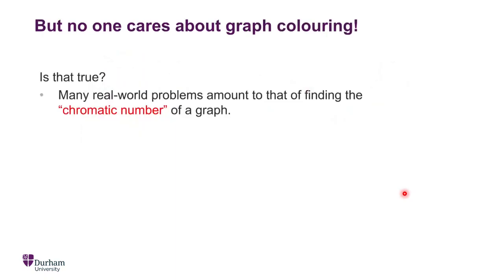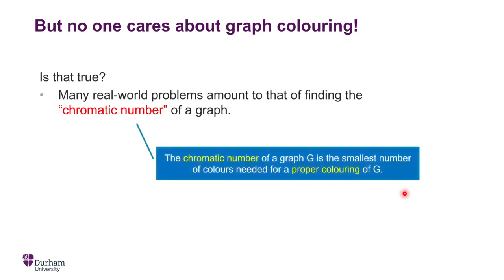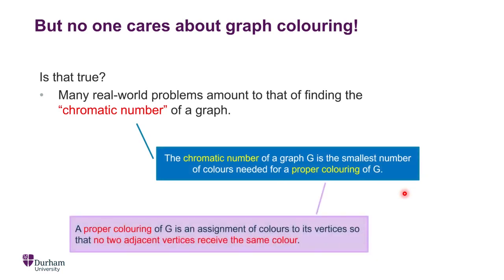And maybe you're sitting there thinking, oh my God, who cares about graph coloring? Many people actually care about graph coloring because many real-world problems translate into the problem of finding the chromatic number of a graph, meaning the smallest number of colors needed to properly color a graph. Properly meaning you color the vertices of the graph so that no two neighboring vertices have the same color. It's like coloring the map so that no two neighboring regions have the same color. So the same problem, but in terms of graphs rather than maps.